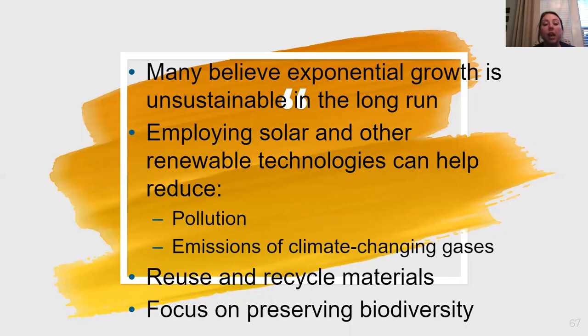Our pollution rates and our release of fossil fuel, climate changing gases is very excessive. And so we need to focus on decreasing the human population, reducing and reusing and recycling our materials so that we maintain capital goods, focusing on preserving space, preserving habitat to maintain organisms, to maintain biodiversity.